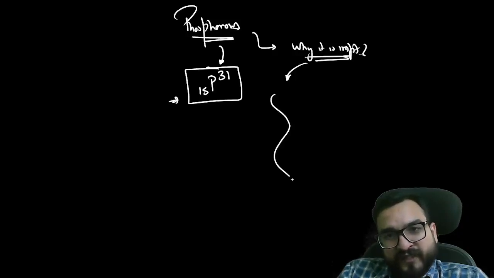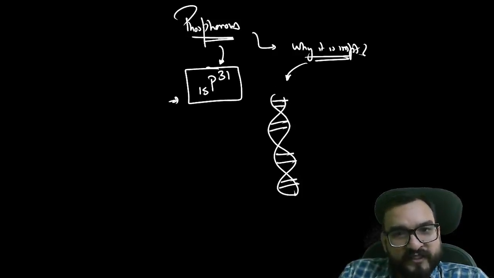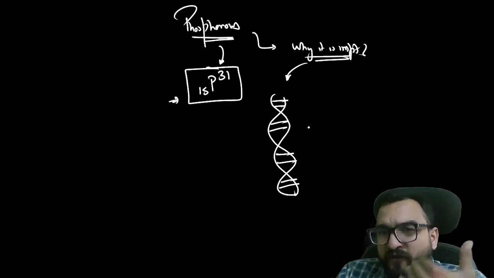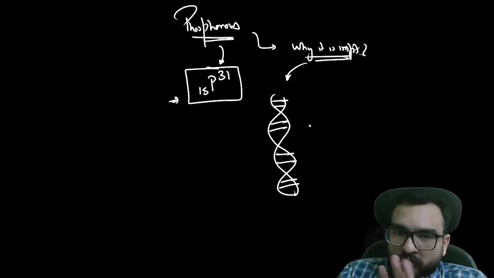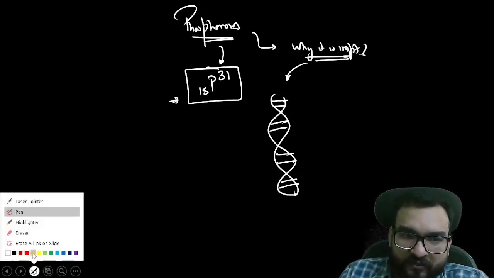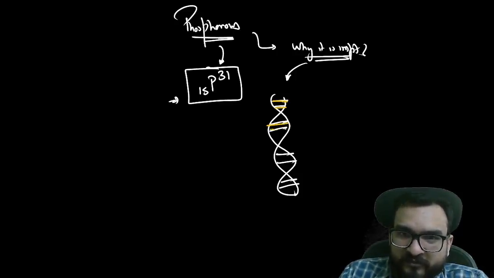Because DNA, you have seen it like this. In DNA, these lines are nothing but nitrogenous bases. That's why I was saying nitrogen is important. You will understand this in depth in paper 2, don't worry about it. These lines are nitrogenous bases, A, T, G, C. No need to remember right now.